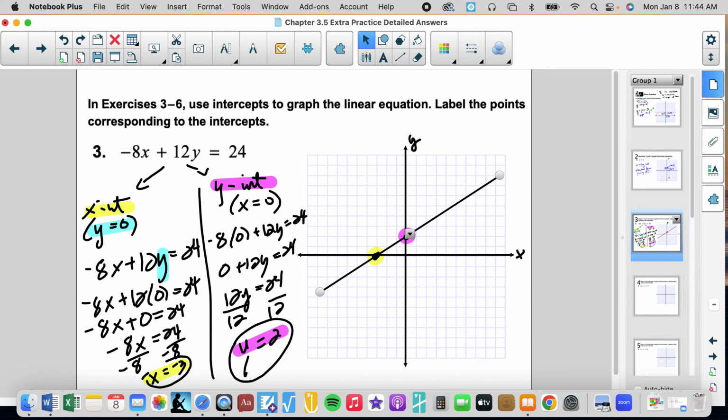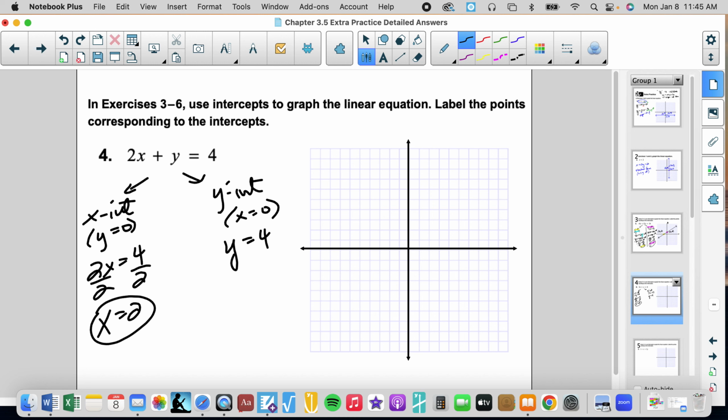So let's find the intercepts again. X-intercept. We're going to plug in 0 for y. When we plug in 0 for y, we're left with 2x equals 4. Divide by 2, x equals 2. That's my x-intercept. When I find my y-intercept, I'm going to plug in 0 for x. That leaves me with y equals 4. And that's my y-intercept. That's how fast we can do it. That 0 plugging in does away with that term. X is 2. And y is 4.